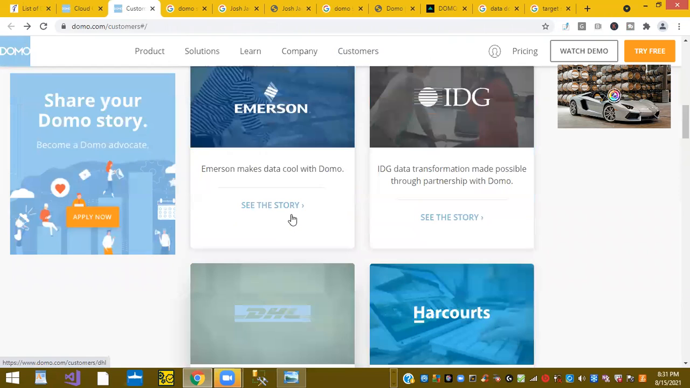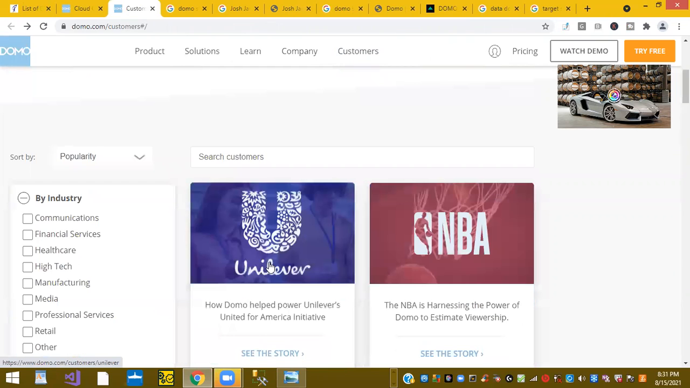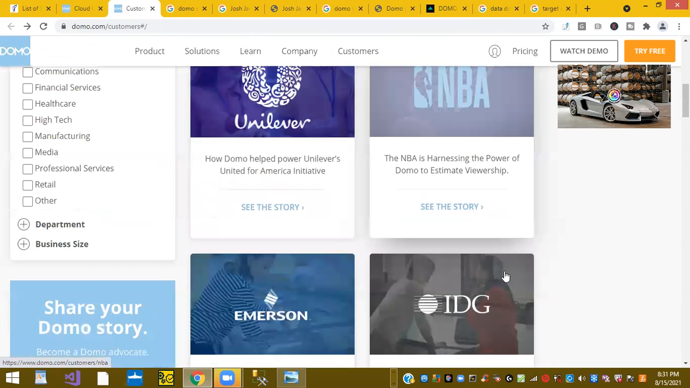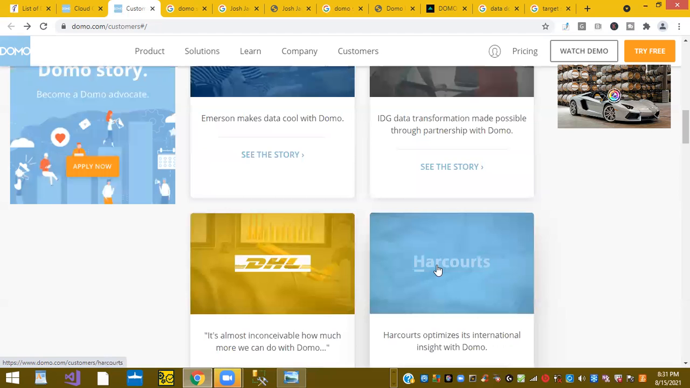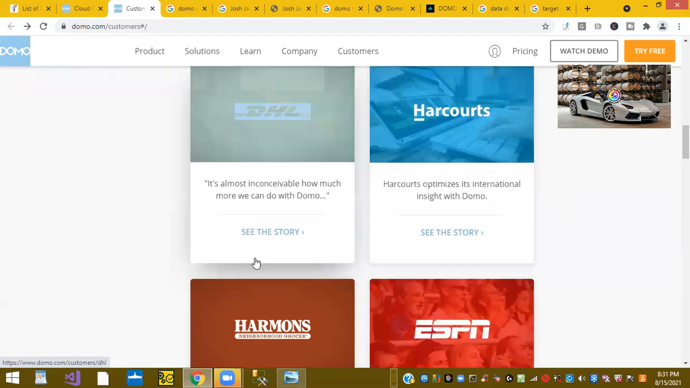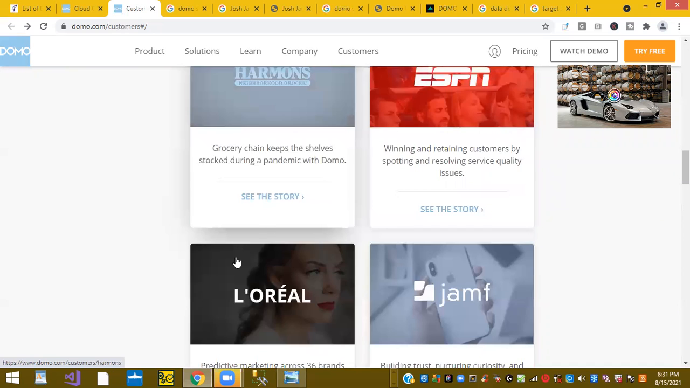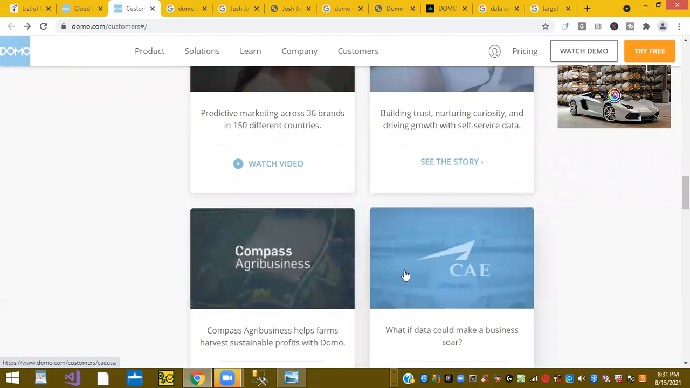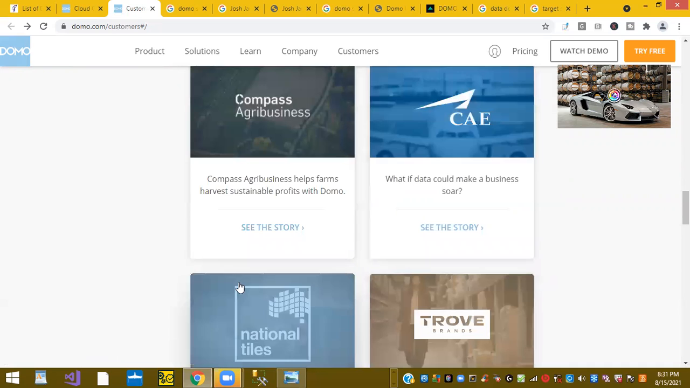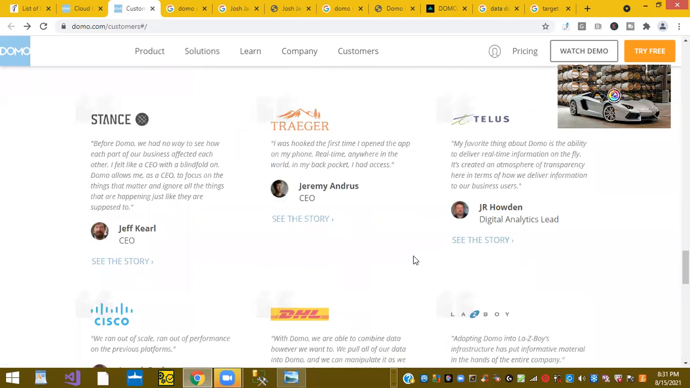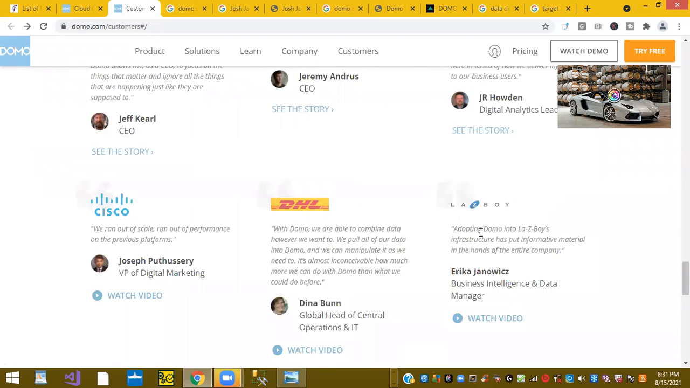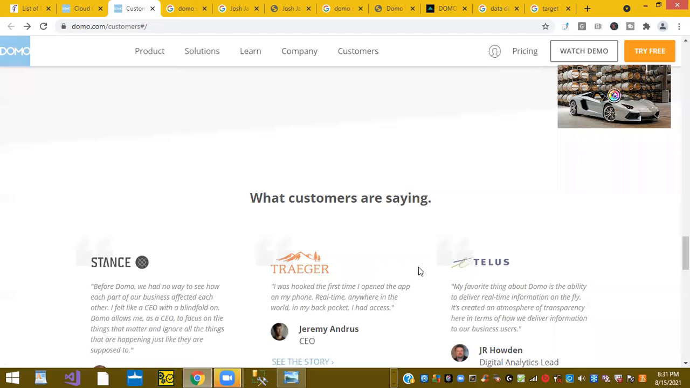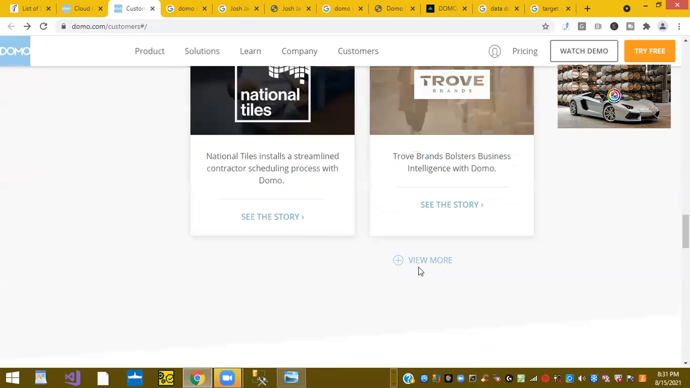And here's more of their customers: Emerson, IDG, Unilever, the NBA, Harcourt, DHL Shipping, Harmon's Neighbors, L'Oreal, JMF, Compass Agribusiness, CAE, dealing with an airline, looks like, National Tiles, Trove, and the list goes on. Who they deal with and work with, Lazy Boy, adopting Domo and Lazy Boy infrastructure, put informative material in the hands of the entire company. So these are some of the positive quotes by customers.